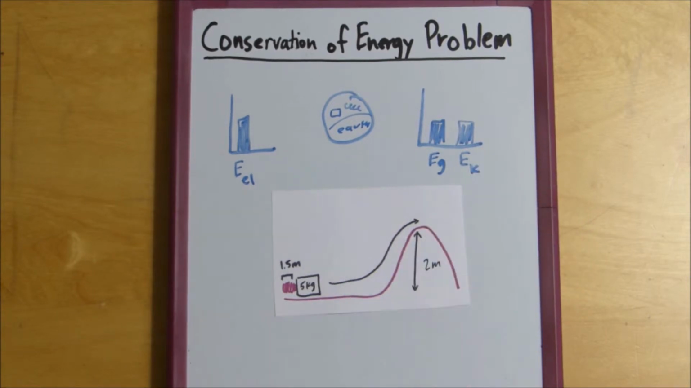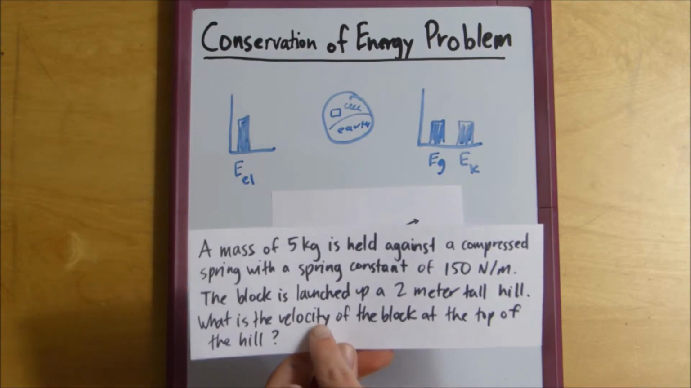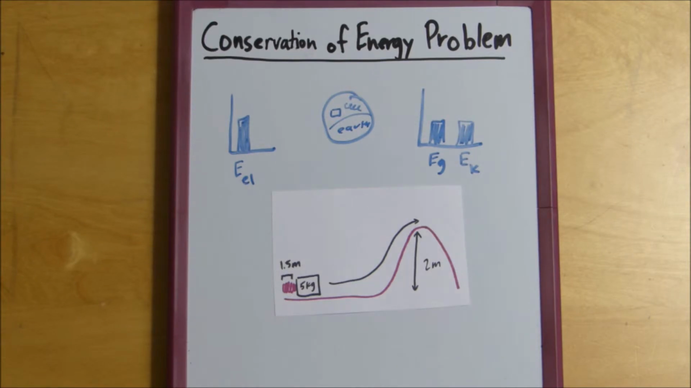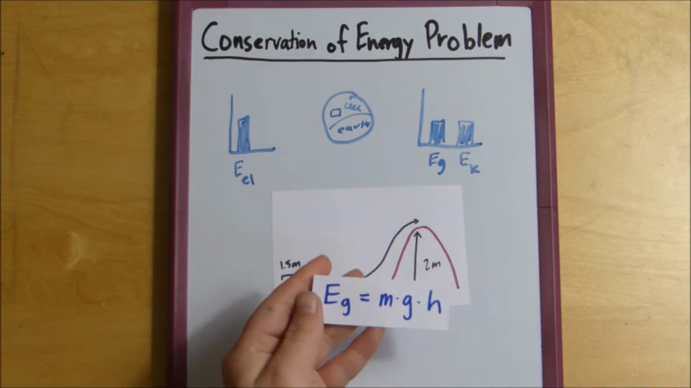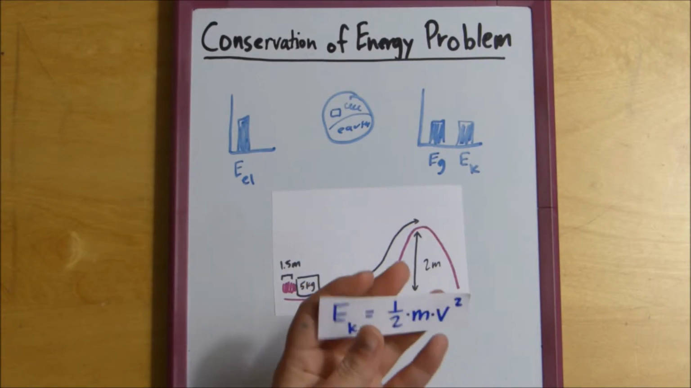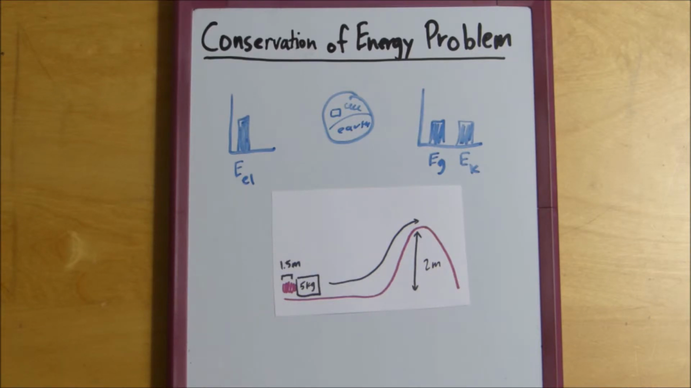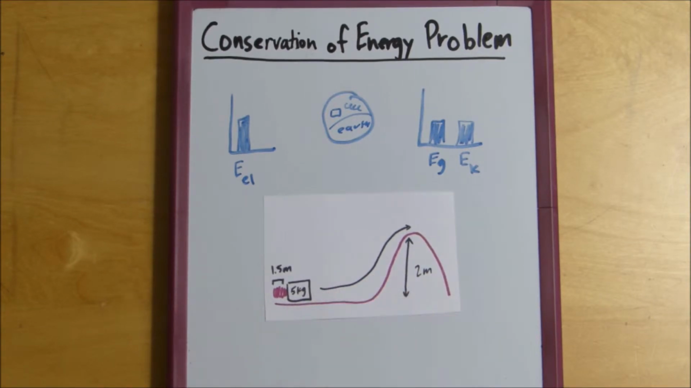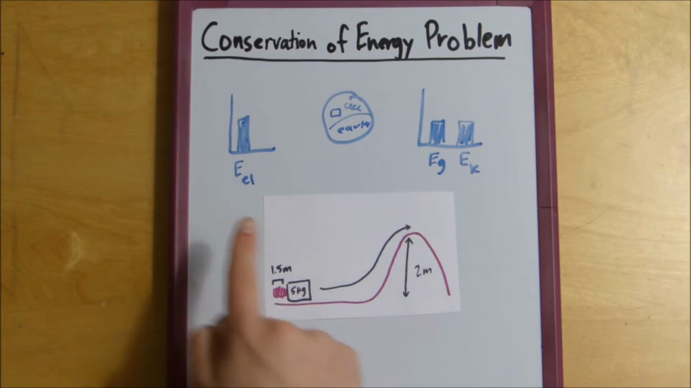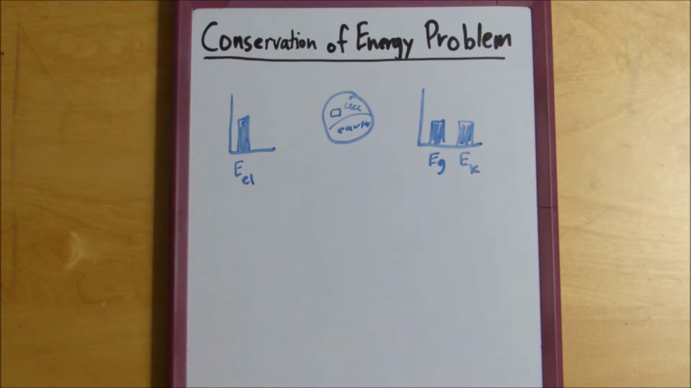Now, the reason that I know that there's kinetic energy at the top of the hill is because the problem says that there's a velocity at the top of the hill. Gravitational energy does not have velocity. It's kinetic energy that is focused on velocity, right? So now that we've got this figured out, we can set up an equation. We can say that elastic energy equals gravitational energy plus kinetic energy.